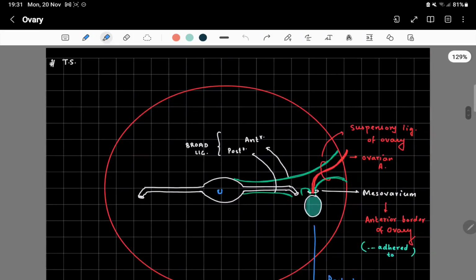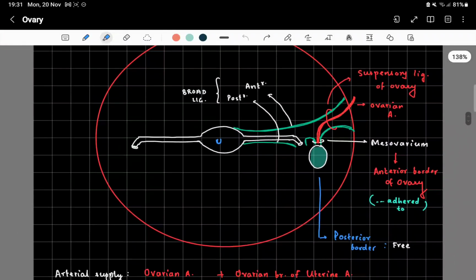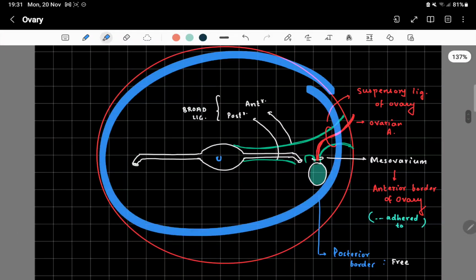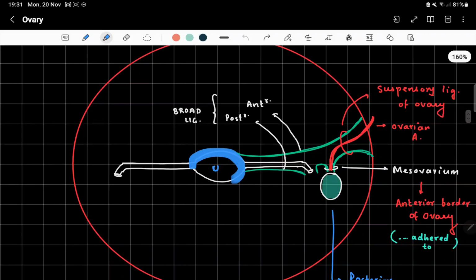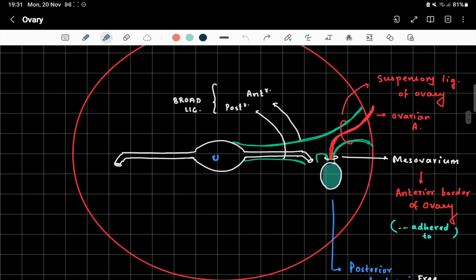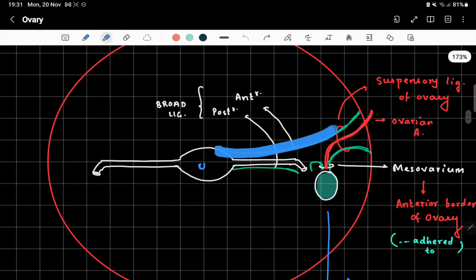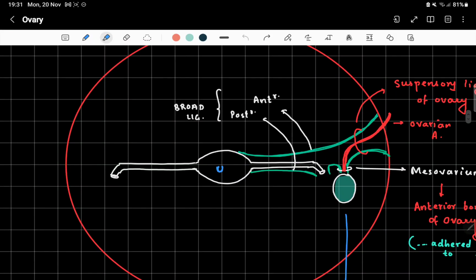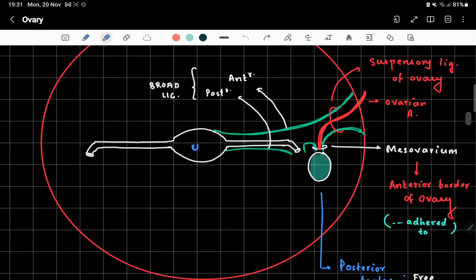It is easy, you can just see. If we take a transverse section, then you have your ureter, you have your uterus here, and the ovary is present over here, and this ovary, let's see. So this one first, this ligament is called the suspensory ligament of the ovary, you know this. And this is the ovarian artery which must be passing like this.